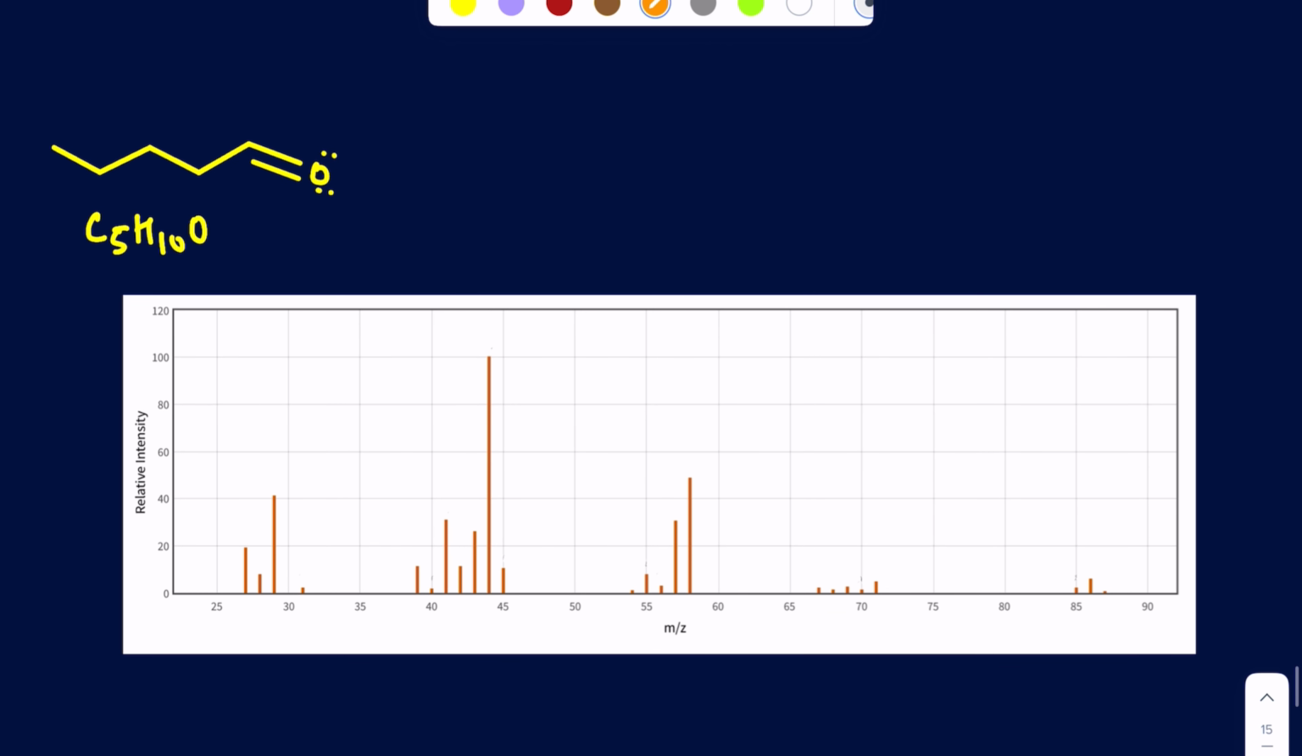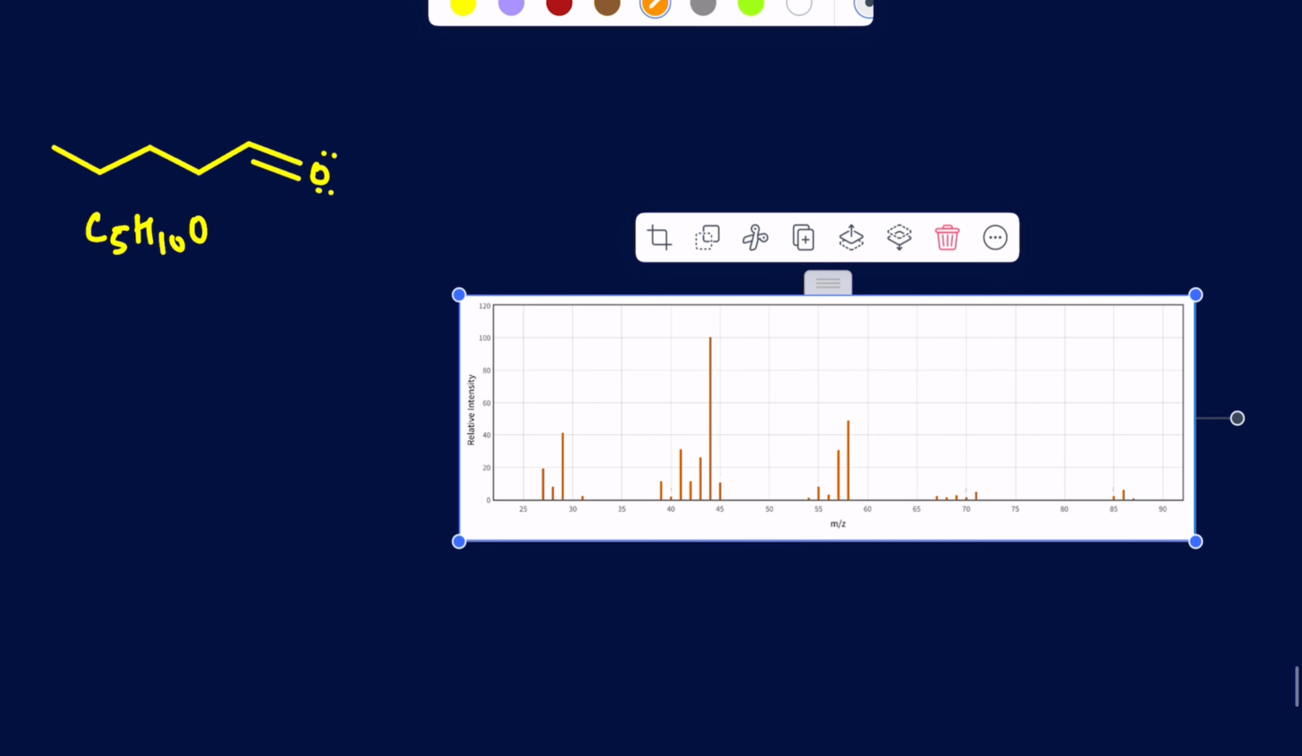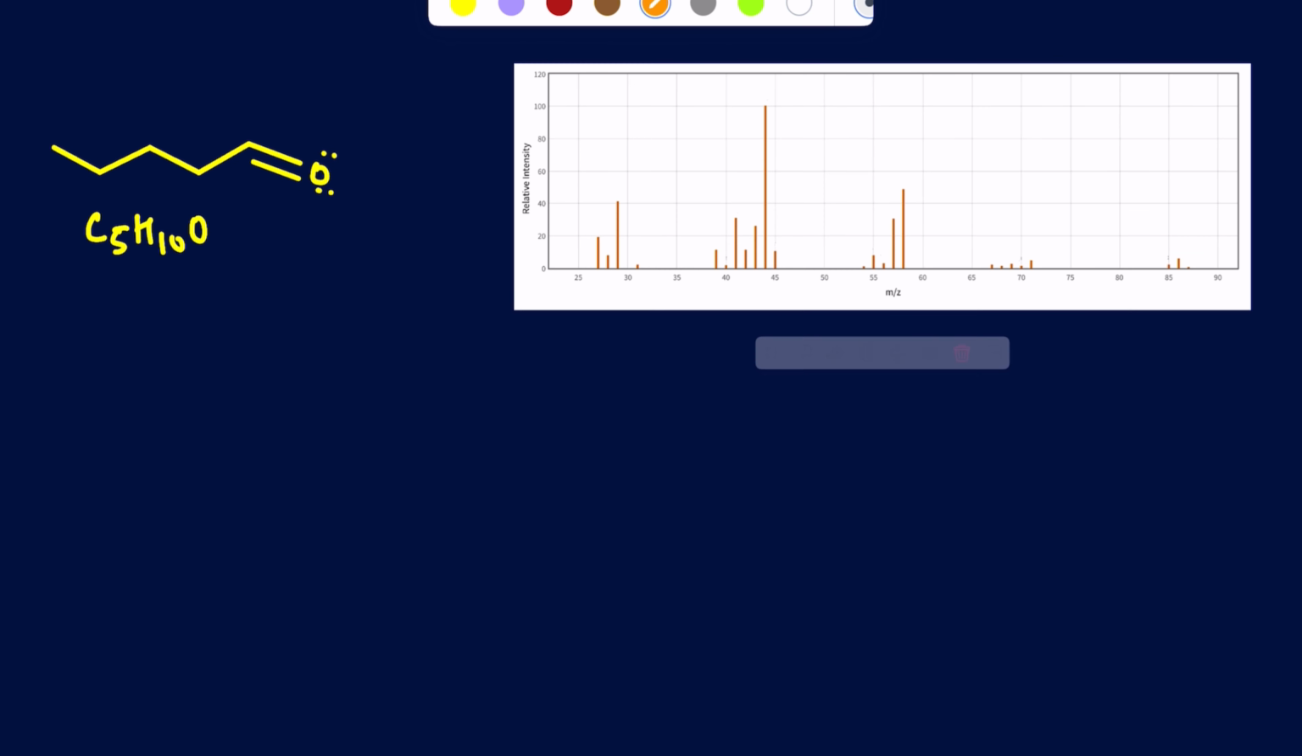So let's say I got this compound here. I'm just going to make this a little bit smaller. And again, this is a pentanal. We got 5 carbons, 10 hydrogens, and oxygen. So if I do the math here, 5 times 12, that's 60, plus 10, that's 70, plus 16, that's going to be 86. So I should have the m over z to be 86 for this compound.